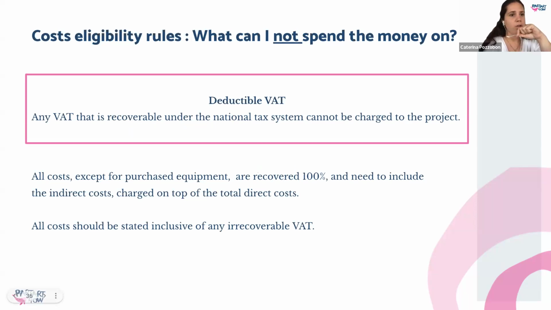There are also some things you cannot cover with the funds of the project. For example, deductible VAT that is recoverable under your national tax system cannot be charged to the project. So keep in mind that this is something you have to consider. All costs, except for purchased equipment that I mentioned before, are recovered 100% and need to include the indirect costs charged on top of the total direct costs. So remember that these indirect costs can reach up to 25%. So next one, please.